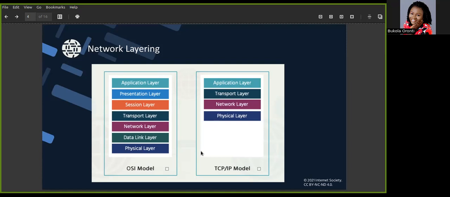Now the third layer, the layer directly under transport, is the network layer. This is the layer where routing occurs. We will look more into routing later in this course. This layer provides a means of transferring datagrams from one node to another using routers.